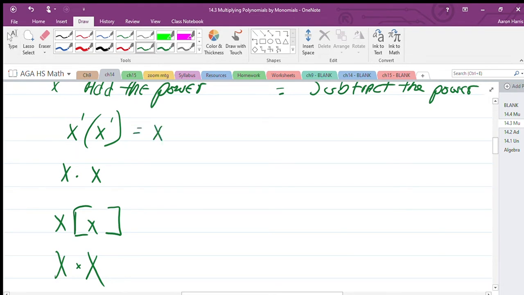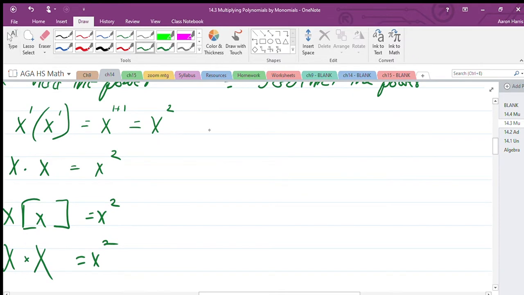As you can see, we now have to look at the powers. So there's how many powers up here? 1 plus 1. So my answer is what? X squared. Same thing would happen down here. This is x squared, this is also x squared, and this is also x squared. Okay? So that's very, very important.